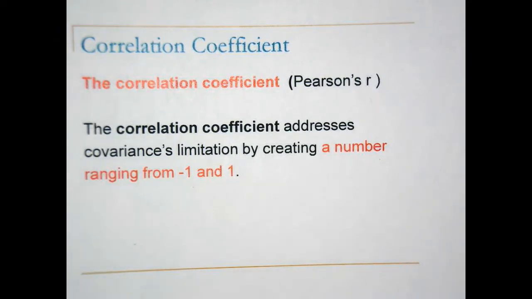The limitation of the covariance was that the result, or the number, would be dependent on what kind of data we are calculating the covariance for. So it was very difficult to apply to different data sets. However, with the correlation coefficient, or Pearson's R, you will always get a number between -1 and 1.